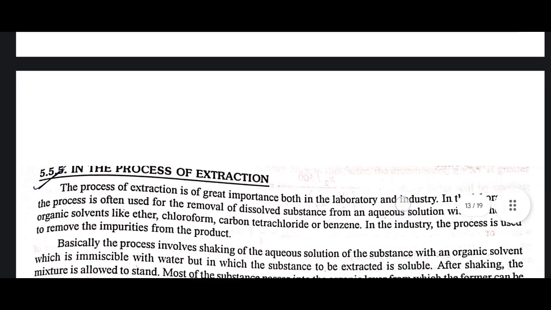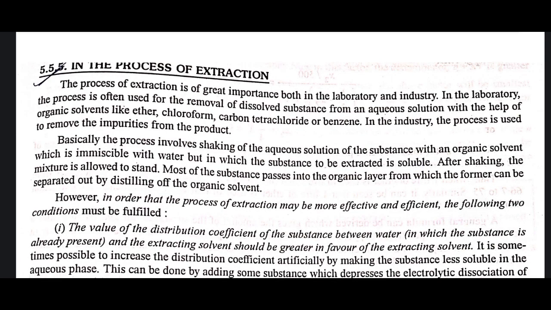The process of extraction is of great importance both in the laboratory and in industry. In the laboratory, the process is often used for the removal of a dissolved substance from an aqueous solution with the help of organic solvents like ether, chloroform, carbon tetrachloride, or benzene. In industry, the process is used to remove impurities from the product. Basically, the process involves shaking the aqueous solution of the substance with an organic solvent which is immiscible with water, but in which the substance to be extracted is soluble.